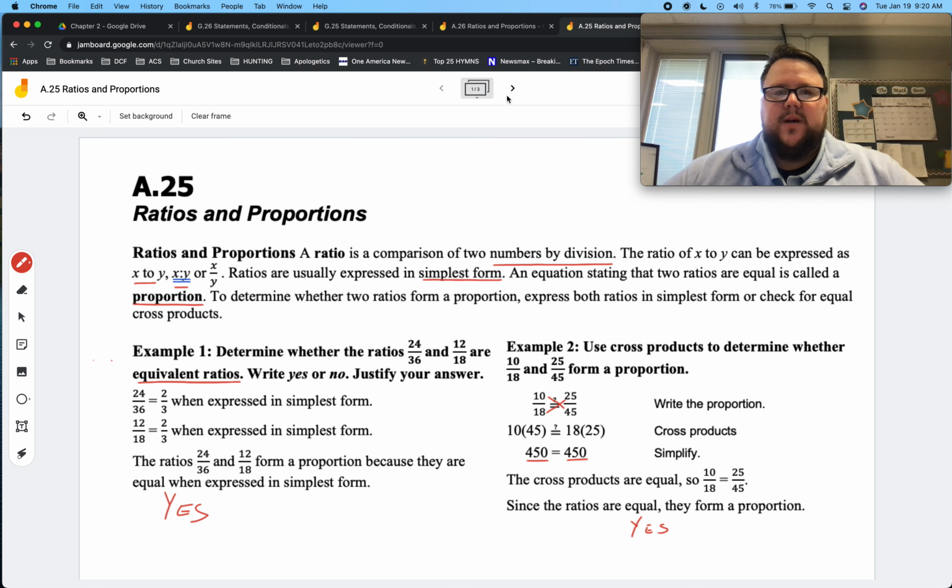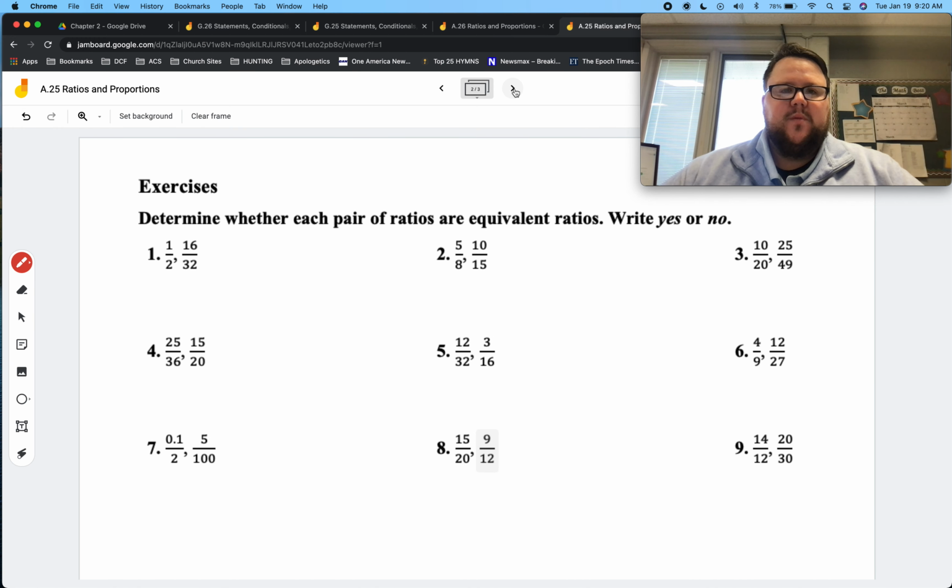So I'm going to do it a tiny bit different for you guys going forward. So you can absolutely do it that way. So 1/2 and 16 over 32. Well, we know 16 divided by 16 is 1, and 32 divided by 16 is 2. So 1/2 equals 1/2. Yes, they are equivalent fractions.